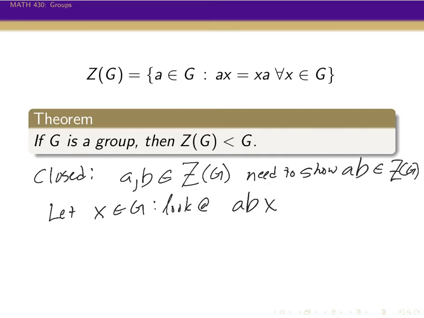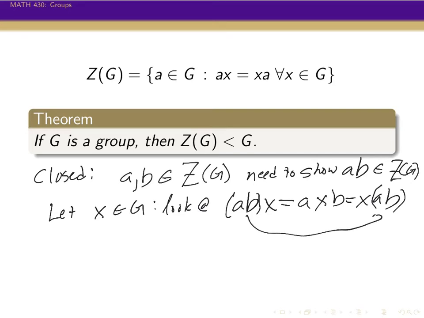AB times X. Well, since B is in the center, I can swap X and B. And so I have AXB. This is coming from the fact that B is in the center. And then from the fact that A is in the center, I can swap A and X. And so we end up with X times AB. So we have that AB times X is equal to X times AB. We're able to move AB to the other side of X and keep equality. And so this means that AB is in the center as well.